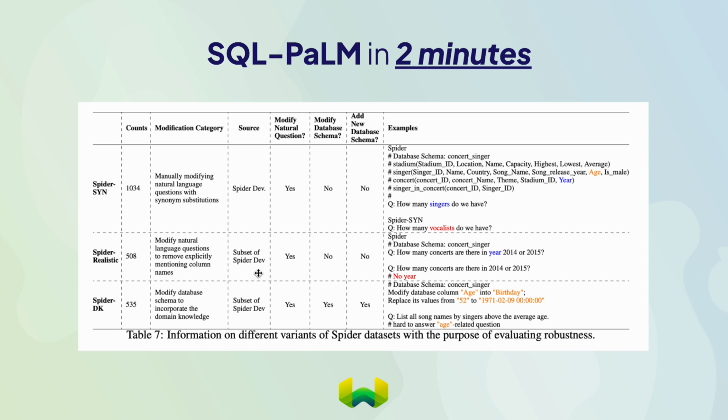Spider Realistic removes the mentioning of column names. So compared to the question "how many concerts are there in year 2014 or 2015", it's just more natural: "how many concerts are there in 2014 or 2015". And then Spider Domain Knowledge is where you're adding domain knowledge. So "list all song names by singers above the average age" is a hard to answer age-related question if you only have the birthday column. So you need to derive age from the birthday in the table and then answer the question, and other examples like this.